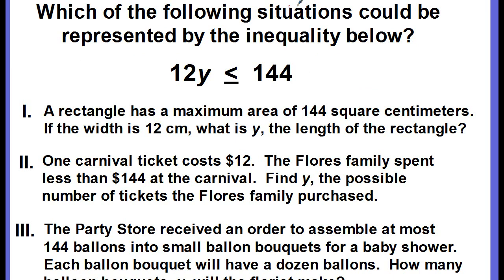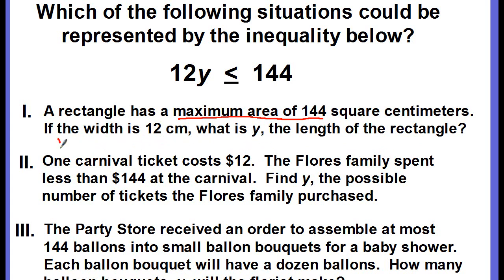And now from inequalities to situations. Which of the following situations could be represented by this inequality? 12y, which means 12 times y, is less than or equal to 144. Okay, the first situation. A rectangle has a maximum area of 144 square centimeters. If the width is 12 centimeters, what is y? The length of the rectangle.